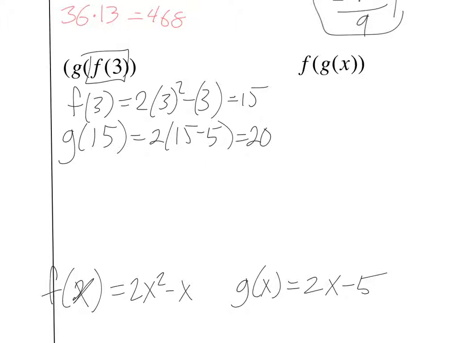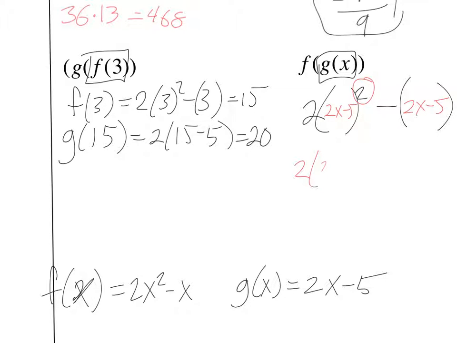Nice. f of g of x means I'm going to take g of x and plug it into f of x. So I'm going to write f of x. That's going to be 2x squared minus x. And instead of my x's, what I'm going to do is put in g of x. So that's 2x minus 5 and 2x minus 5. The super fun part here is the squared thing. So that's going to be 2x minus 5 times 2x minus 5, and then minus 2x minus 5.